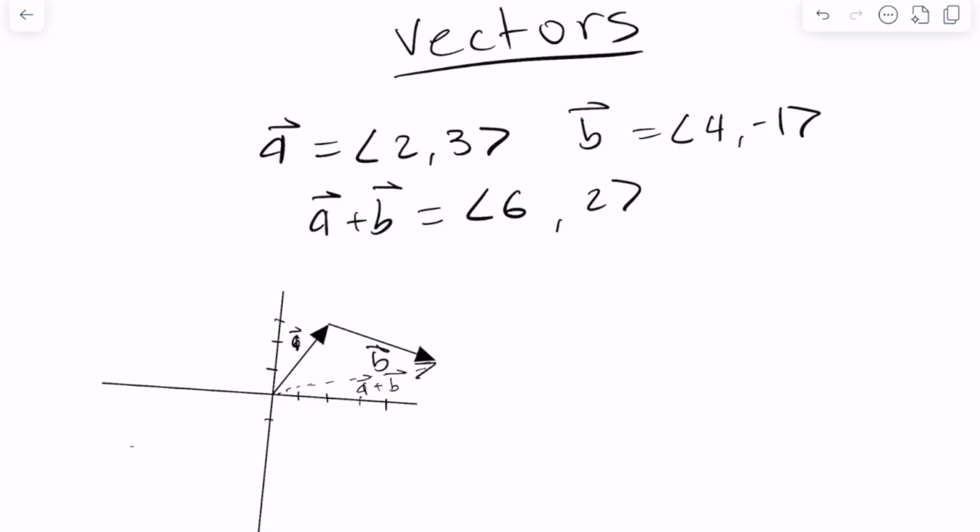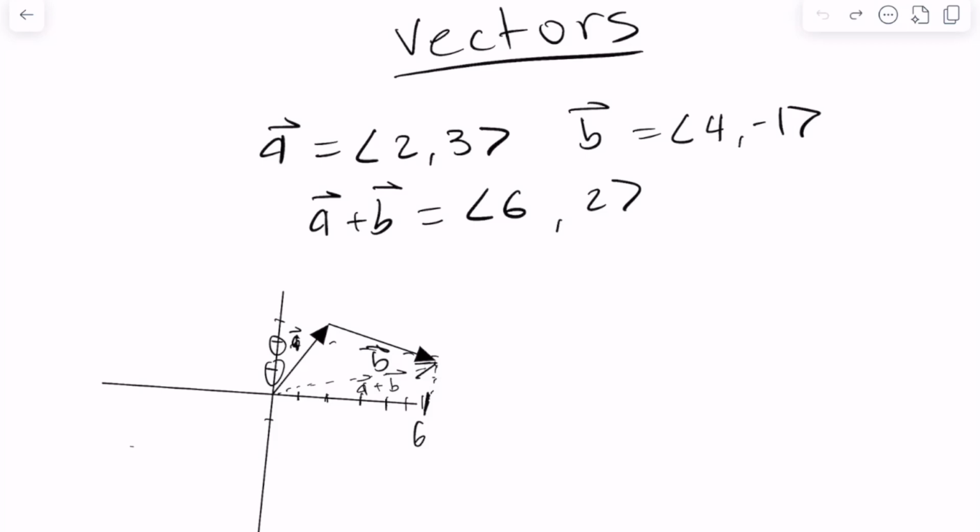And let's just check our work on that. Well, we just calculated that the resulting vector is 6, 2. So let's go 1, 2, 3, 4, 5, 6. That's exactly where this is on 6. So that's good. And then we need to check that it's 2 upwards. So then 1, 2. And that is indeed where this is.